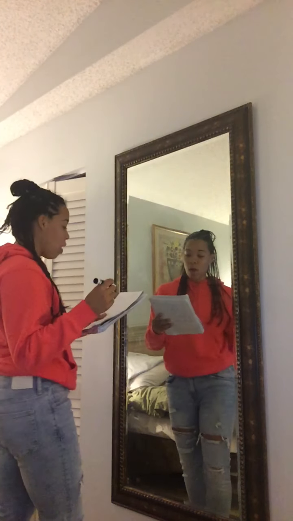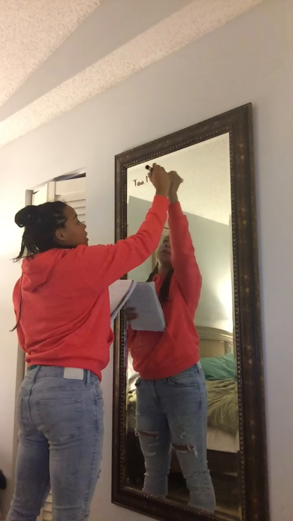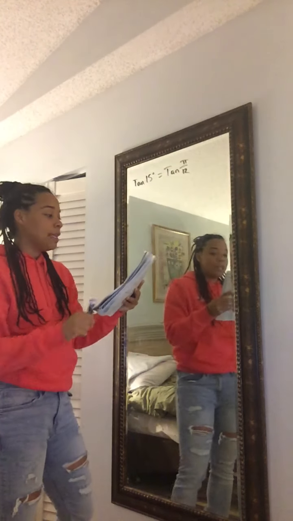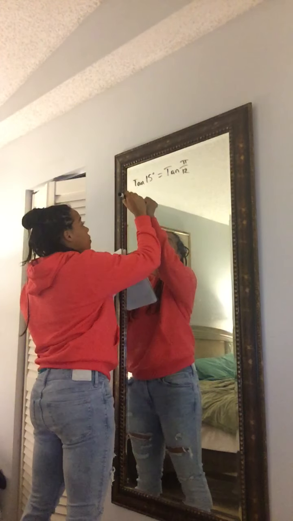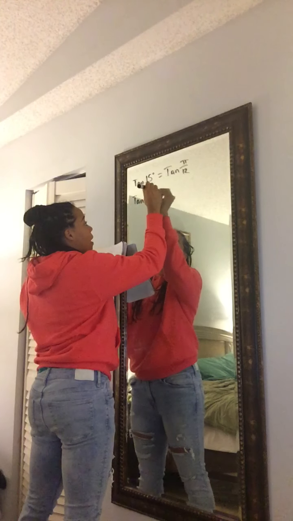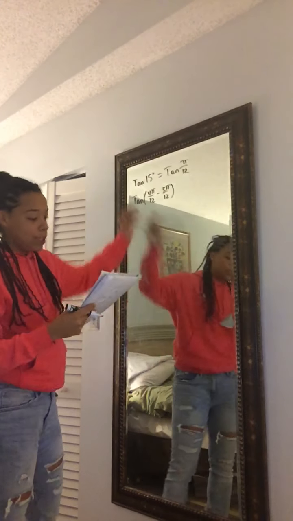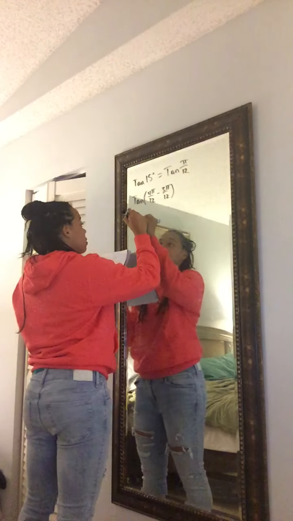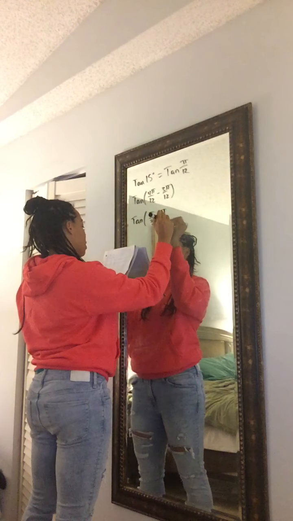So tangent 15 degrees is the same as tangent pi over 12. We can break that down further into tangent 4 pi over 12 minus 3 pi over 12. And we can also reduce that. That's what I did. I just reduced it to tangent pi over 3 minus pi over 4.